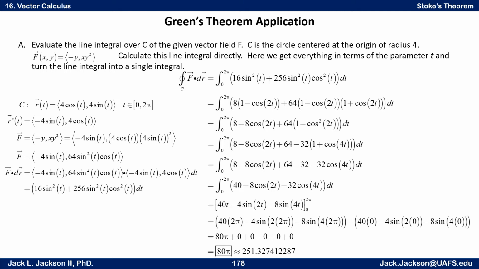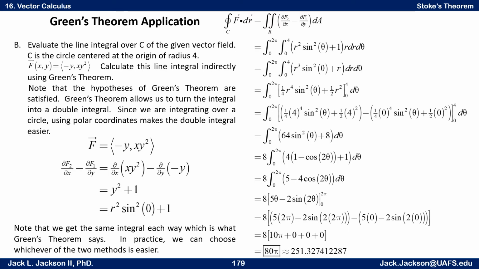Let's do it indirectly by using Green's theorem. If we're going to work this out indirectly, we do not have to parameterize things. Okay, we do need to find out a couple things. We need to find out this scalar version of the curl here. Okay, first of all, we have to make sure we can even use Green's theorem. The hypotheses of Green's theorem are satisfied.